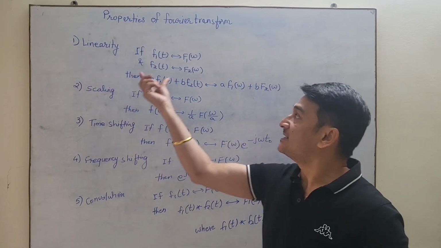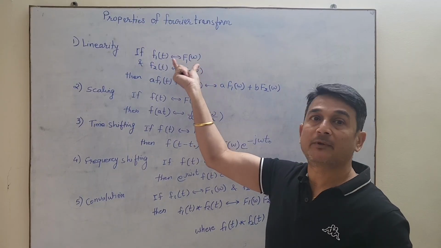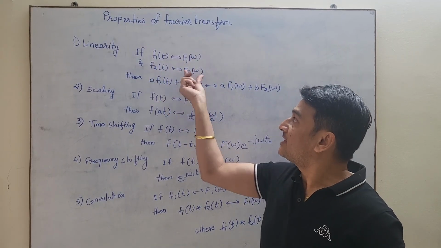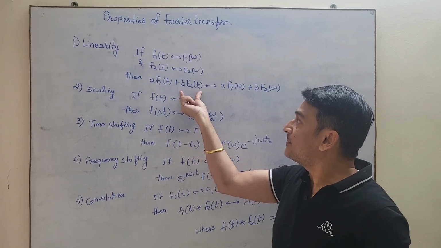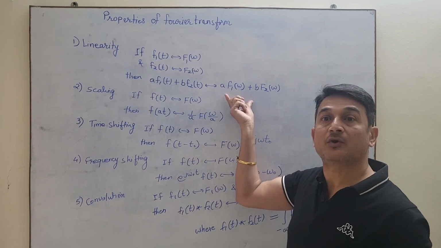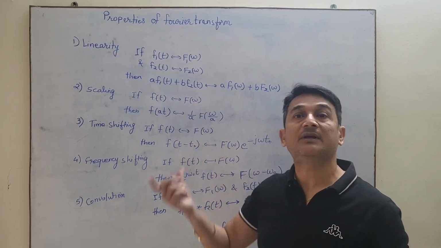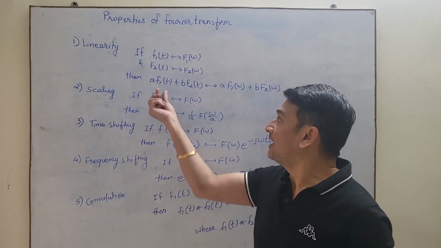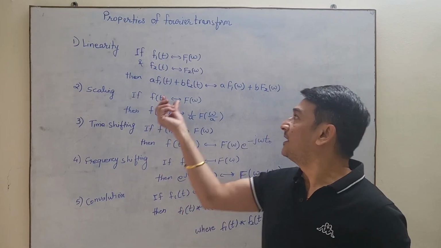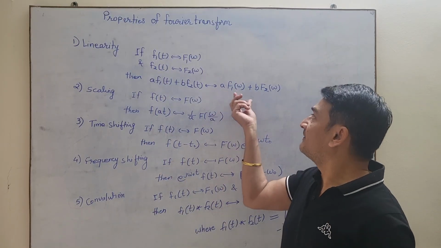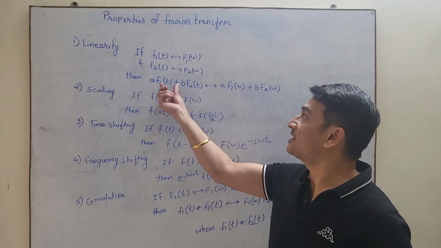This property says that if any function f1(t) has Fourier transform F1(omega) and f2(t) has Fourier transform F2(omega), then a f1(t) plus b f2(t) has Fourier transform a F1(omega) plus b F2(omega), where a and b are arbitrary constants. That means if you multiply any function with an arbitrary constant, it does not affect the Fourier transform. They will simply multiply with the Fourier transform of their respective functions.